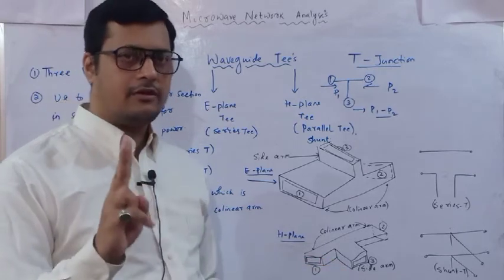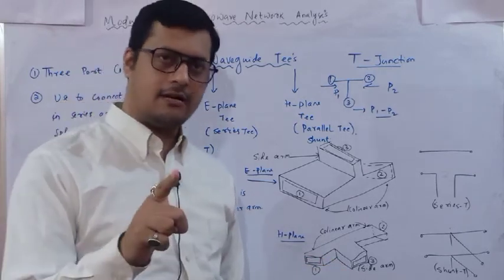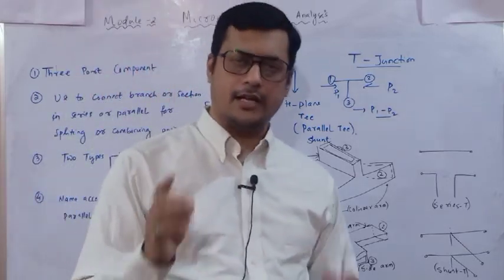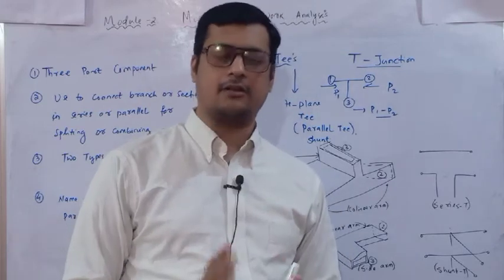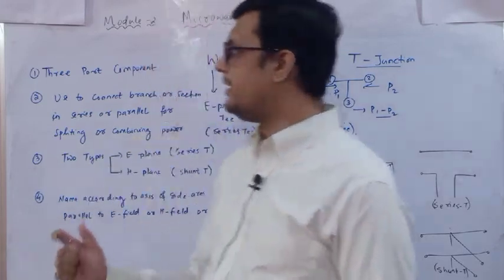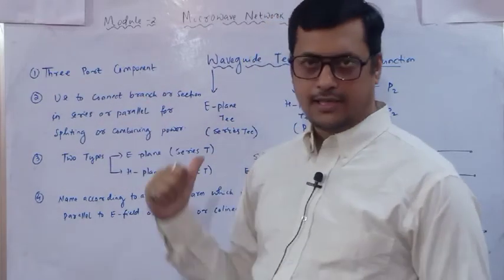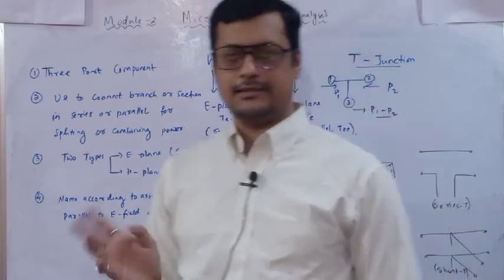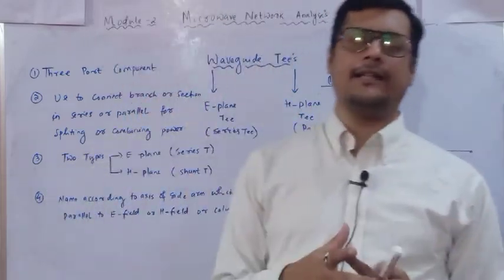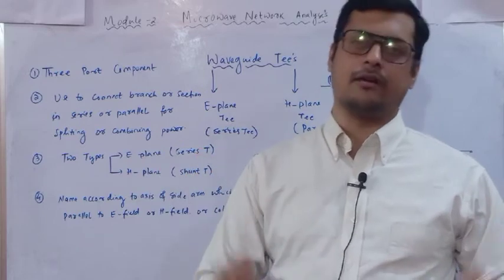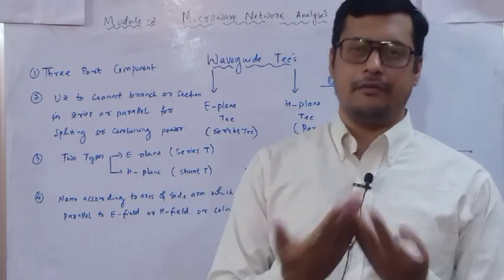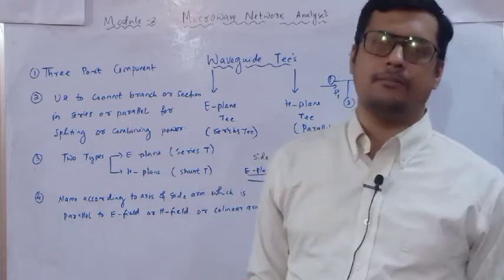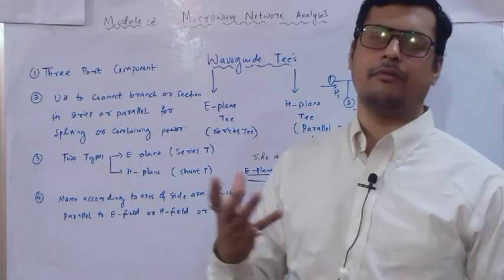There are 2 basic arms in that waveguide: one is the side arm and one is the collinear arm. The electric field and magnetic field must propagate according to the side arm direction, according to the axis. So the first point is that these are 3-port components. Second, they are used to connect a branch or a series, to split or to combine the power in between microwave networks. Whenever we require power division, or we have to split or distribute the power, we use this sort of waveguide T.